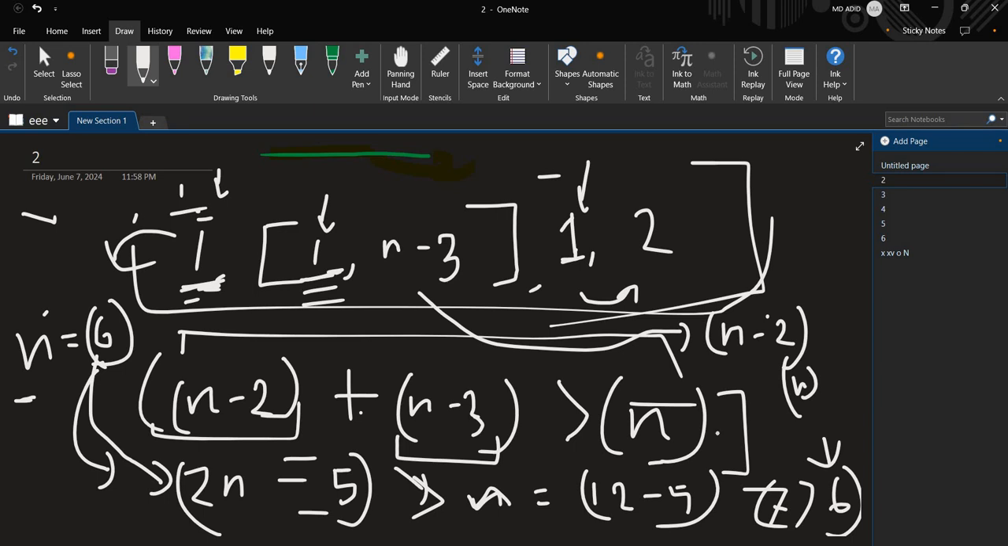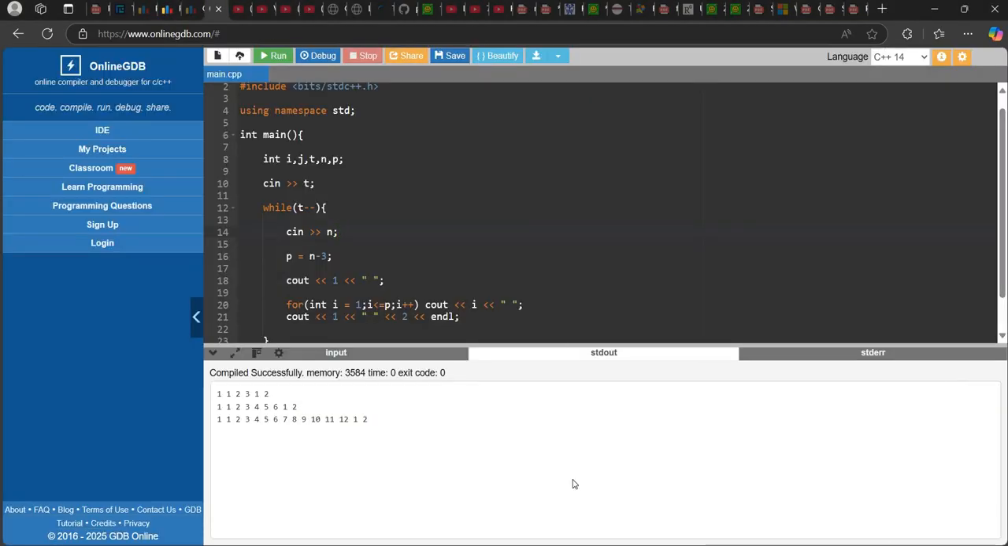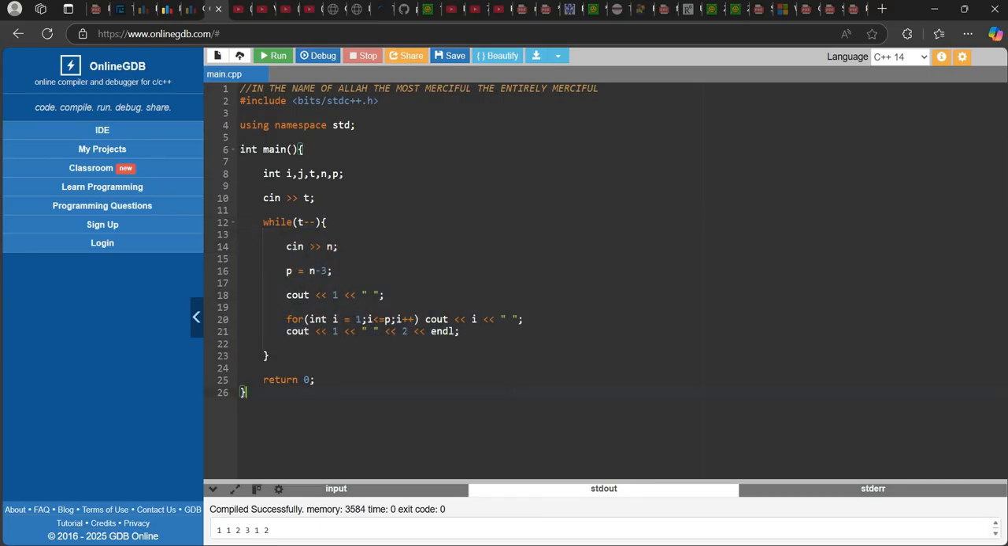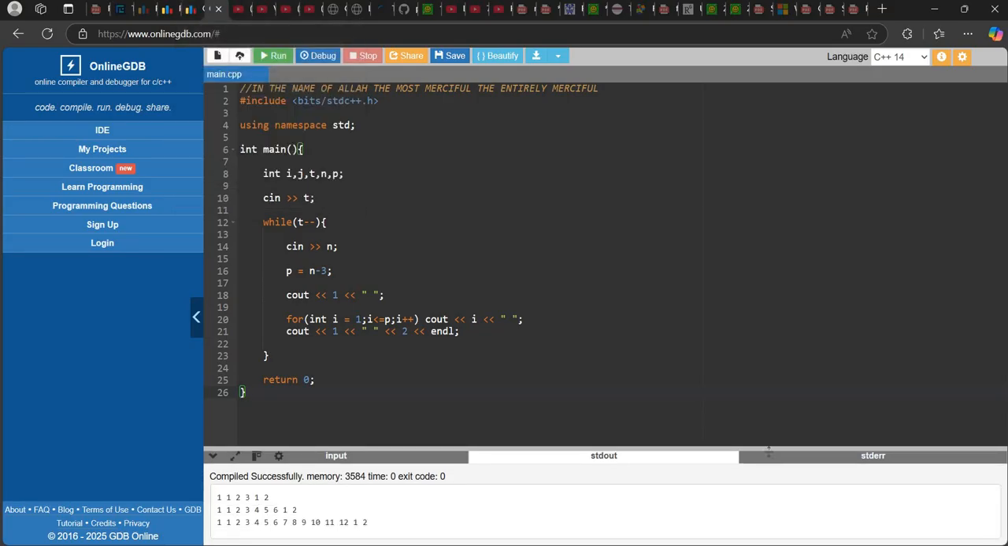So I hope you do understand the solution of this problem. The code is absolutely easy peasy. You just do this. That's it. Simple solution, and this is how you solve it. So, yeah, thank you very much.